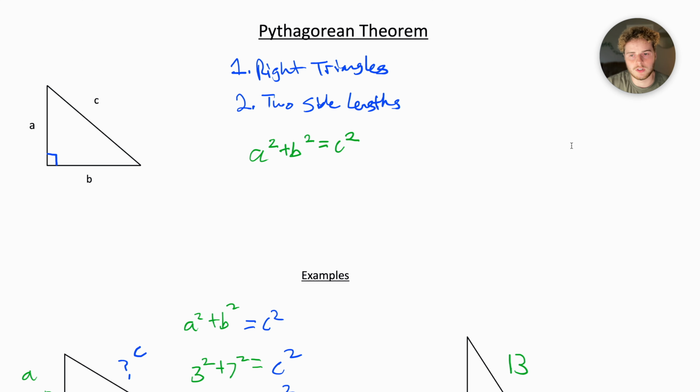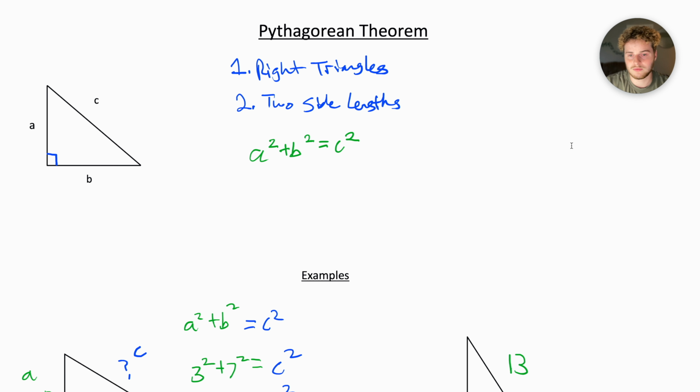So let's just go over a little bit of a recap on everything. We have a right triangle, and we're going to be given 2 side lengths, or you might be given one and you have to find another one. You can kind of work your way around the triangle. However, you do need 2 of the 3 side lengths to find that third one. And the equation for that is a squared plus b squared equals c squared.